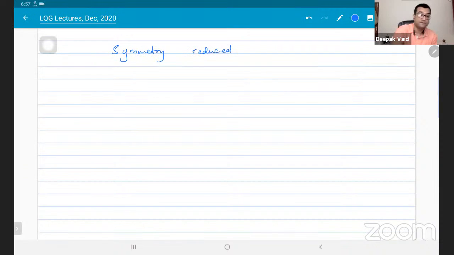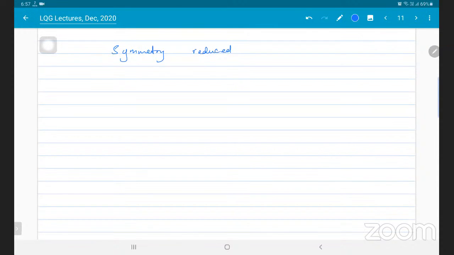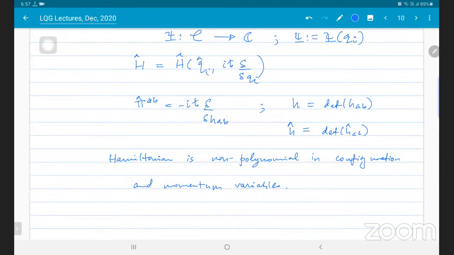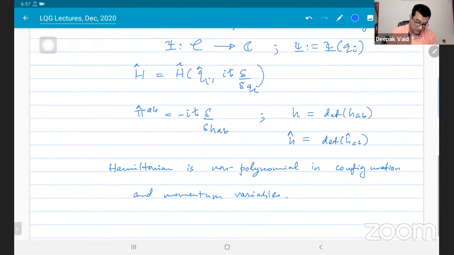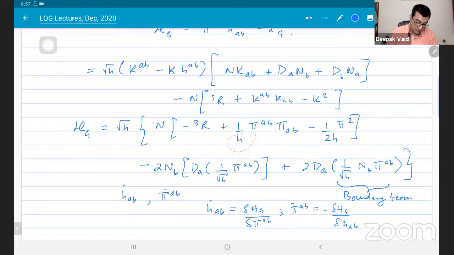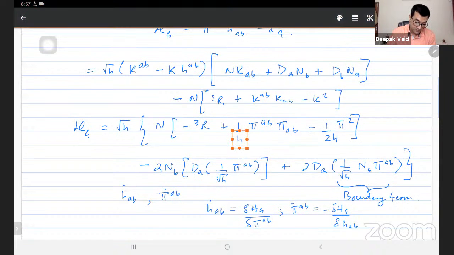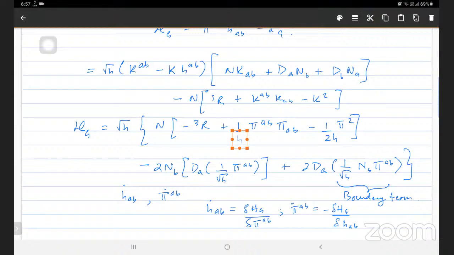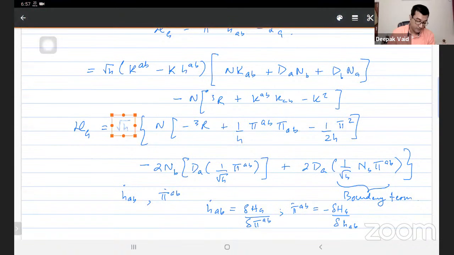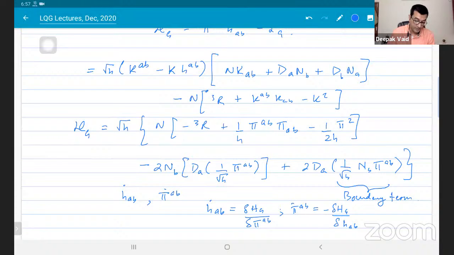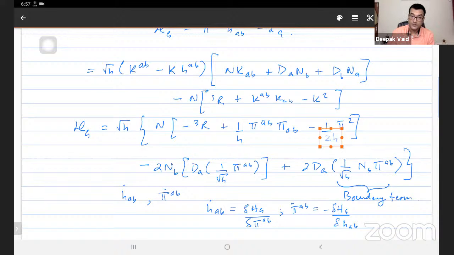Deepak, can you repeat the reason why the Hamiltonian is non-polynomial? So it's non-polynomial because you can see there's a factor of 1 by h here. Yes. Right. So even if I multiply through by this root h, I will get 1 by root h. Okay. Right. So it depends on inverse powers of the configuration variable. Yes.